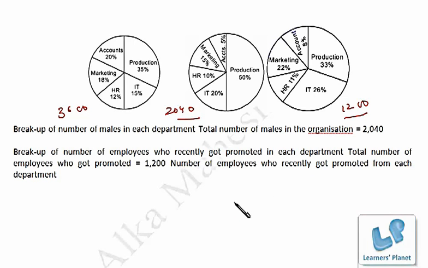So 2040 and 50 plus 15, that's 0.65 is males, and out of the total employees 3600, the people working in production as well as marketing is 35 plus 18, that's 53%. So these are the total number of employees who are working in marketing as well as production. And if we deduct the number of males in marketing and production, the remaining population will be females only. So precisely we have to make this calculation.